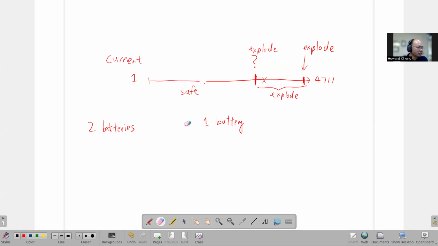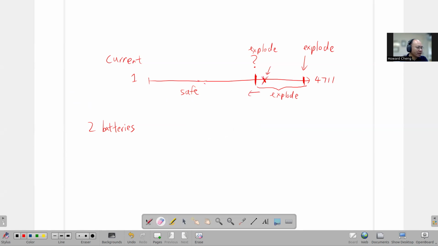But maybe you're not so lucky. You try something, and the battery exploded. Maybe you try some number and you just put it in and the battery exploded. The only thing you know at this point is that the answer is to the left. It could be this point or to the left. You don't know what the answer is, but worst of all, you have no more batteries because it exploded, and so you have no way of checking.